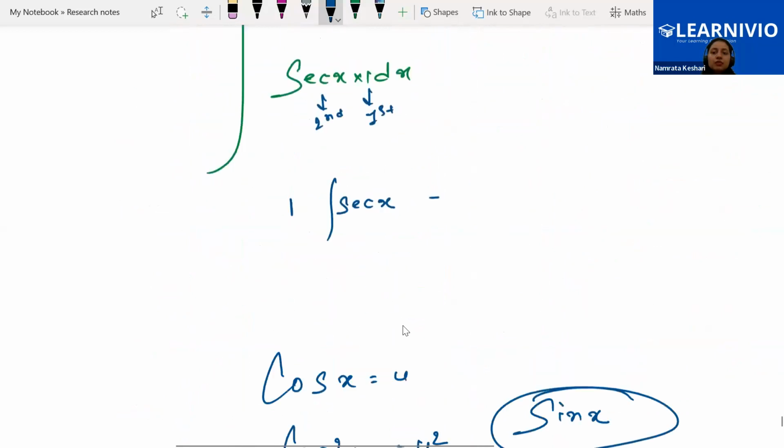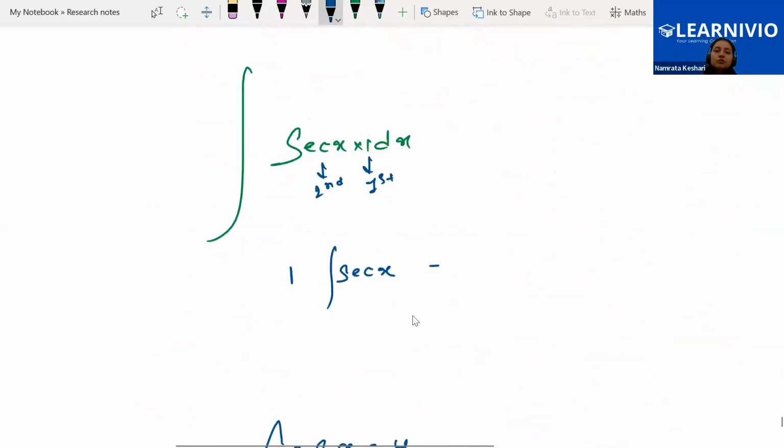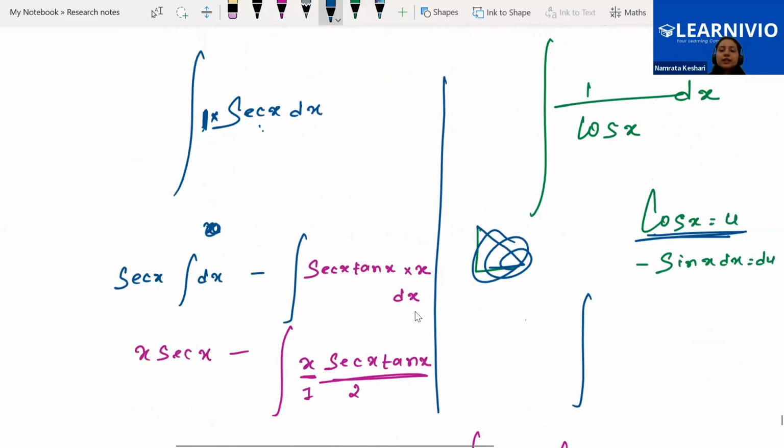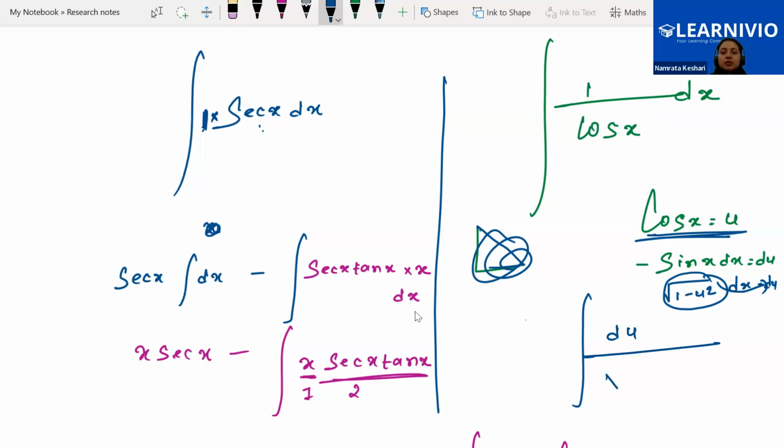This root method will work over here. See, for under root 1 minus u square we got it. At the place of sin x, we will be writing under root 1 minus u square. And this we can substitute to the other side. dx is equal to du by under root 1 minus u square. Okay, minus sign will also come. Can you see from here how we came over here?